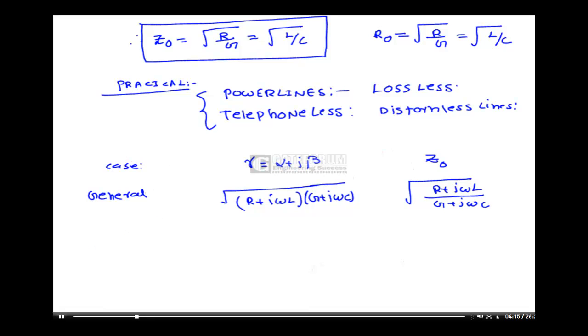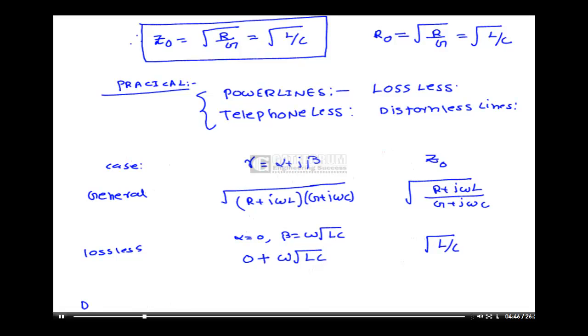For lossless lines, what happens? For a lossless line, alpha is equal to 0, beta is equal to omega root LC. Therefore, the propagation constant is 0 plus j omega root LC. Whereas, what is the Z naught? Z naught is equal to the square root of L by C, purely real.